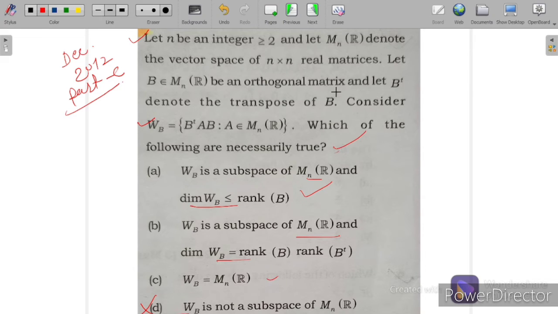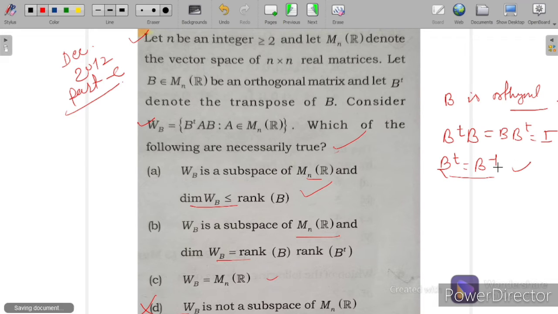Now, B is an orthogonal matrix. That means B transpose B equals B B transpose equals the identity matrix. This will imply that B transpose equals B inverse. That means B is an invertible matrix, so determinant of B is not equal to 0. This will imply that rank of B is equal to n, which is equal to rank of B transpose.